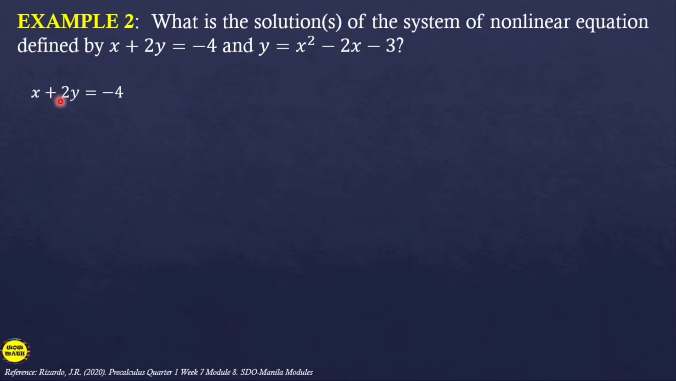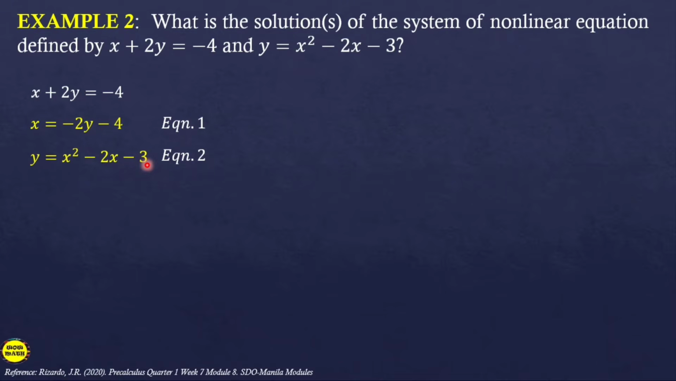Para mas madali sa atin ang pagkuha nung solutions ng system ng dalawang equations na to, we will solve for x. Okay, solve natin yung value ng x. So, ang gagawin lang, ilipat natin yung 2y dito sa right side. So, x is equal to negative 2y minus 4. So, that is our equation number 1. So, yung pangalawa, yun yung magiging equation number 2 natin. So, y is equal to x squared minus 2x minus 3. So, yun yung equation number 2.